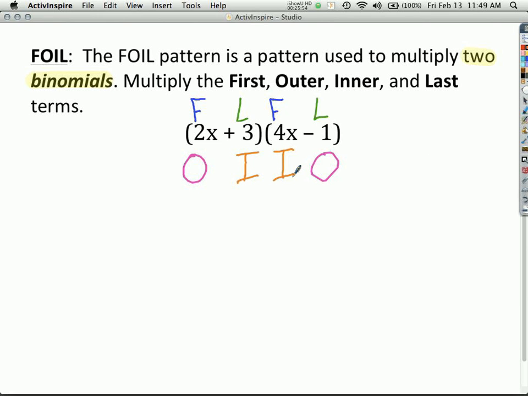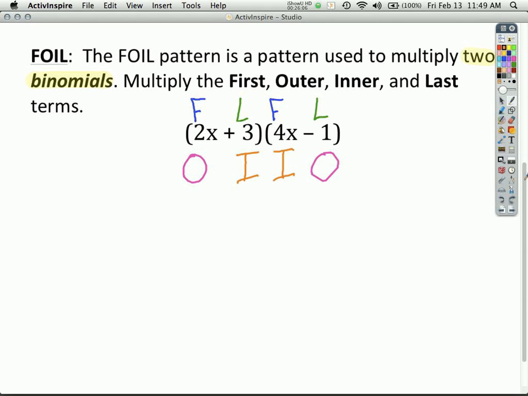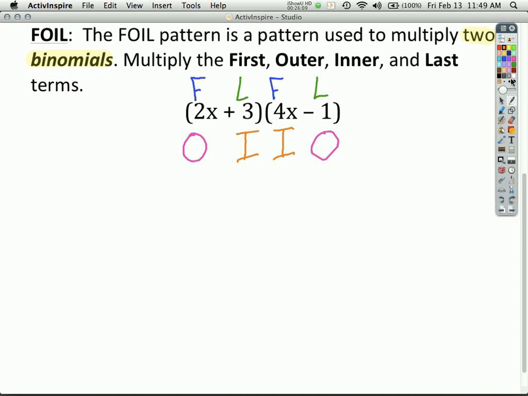And each pair of letters means a multiplication problem. But this is also an example of gator ball, where we have multiplication and addition going on at the same time, and you have to know the rules for both. Any questions so far?